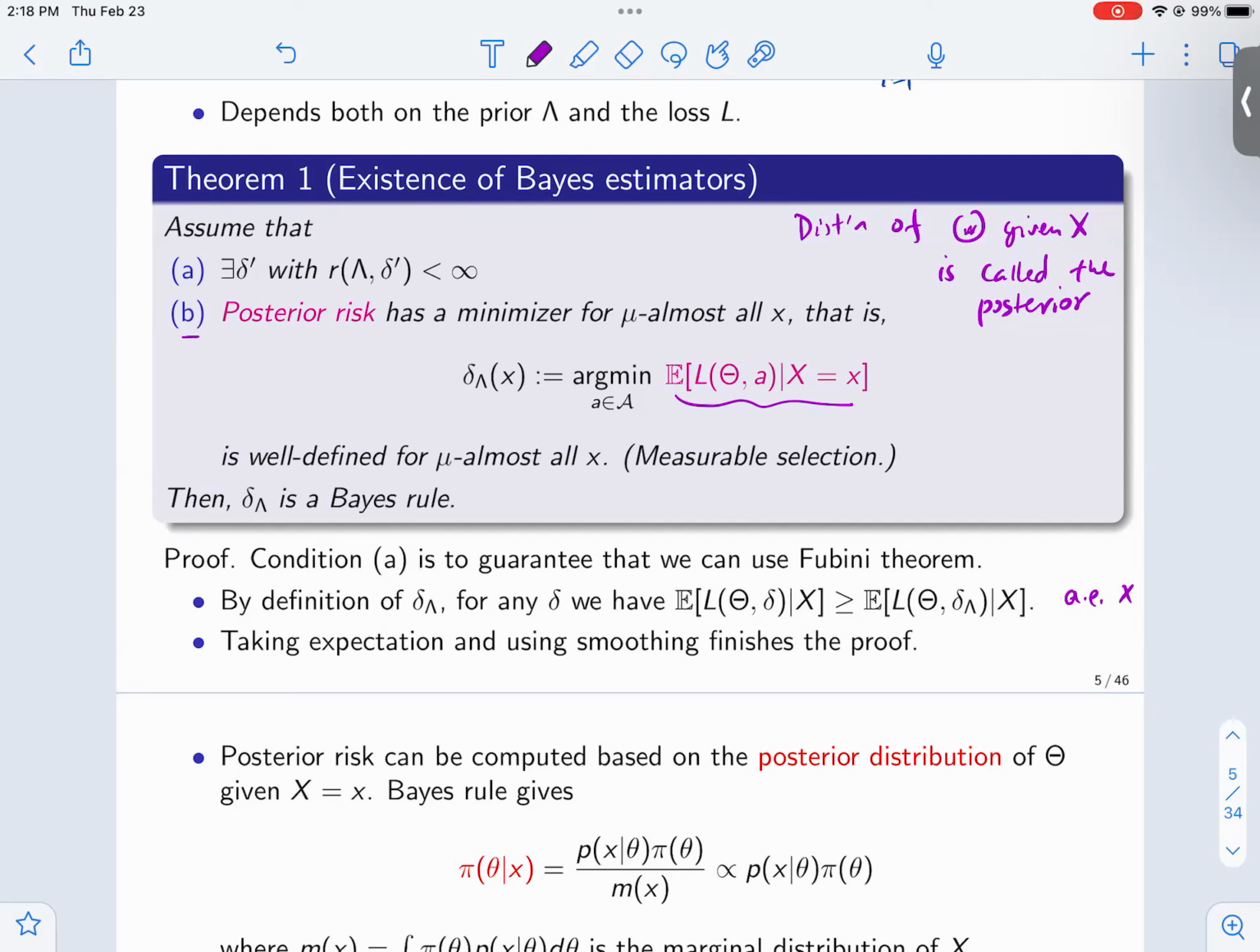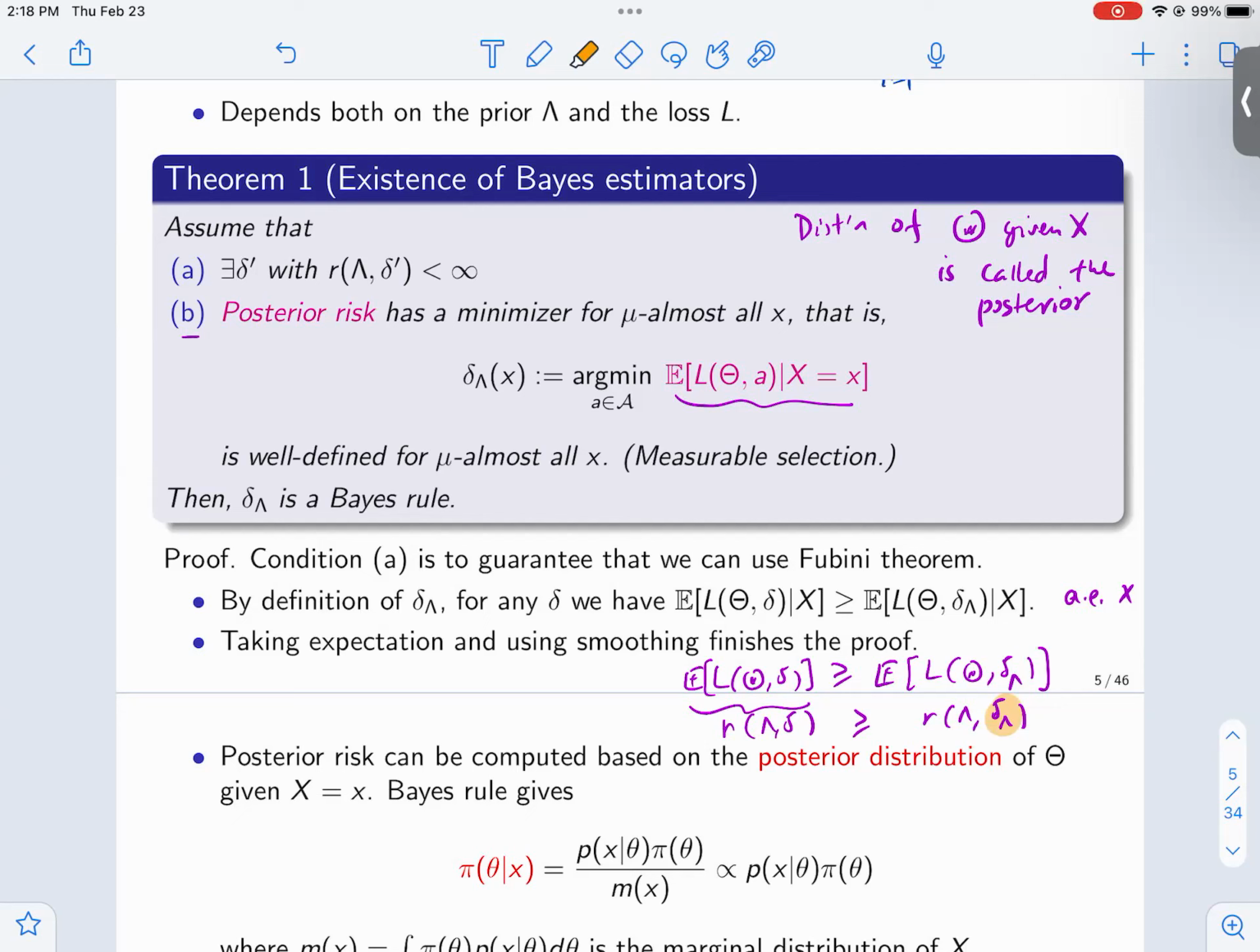If I take the expectation of both sides, this gives me the expectation of L of theta, delta bigger than or equal to the expectation of L of theta and delta lambda. So this side is the Bayes risk of delta. This side is the Bayes risk of this other estimator, and it shows that this holds for any delta. So this has to be the minimizer.